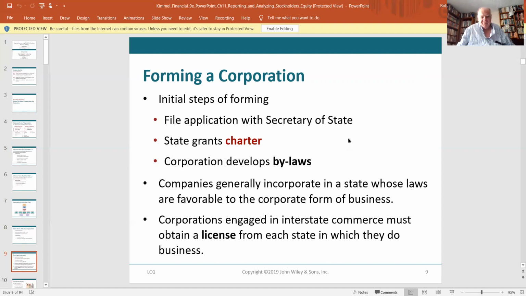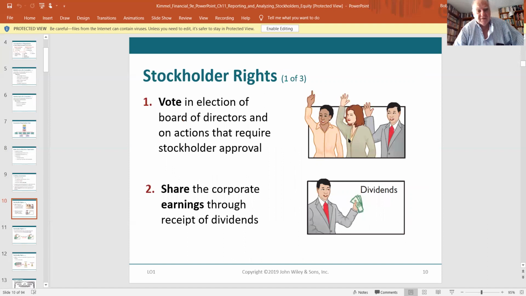Okay, corporations file with the state, they get a charter, they like to go to Delaware. If you're a common stockholder of a stock, you have the right to vote in all the issues of the corporation. You can vote for the board of directors and other decisions the company may make, and you may share in the corporation's earnings through dividends.